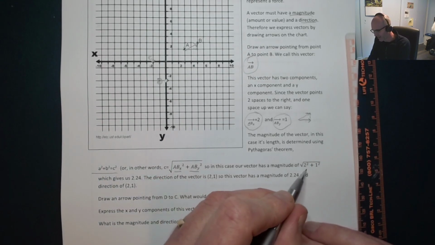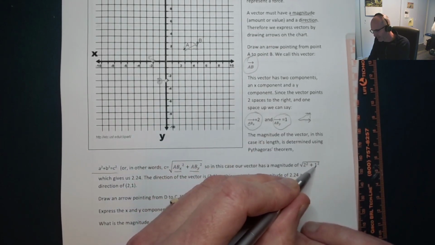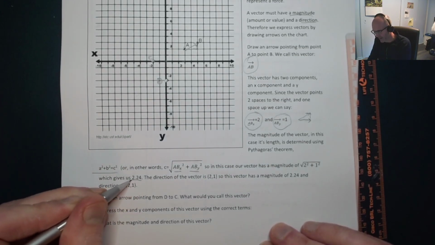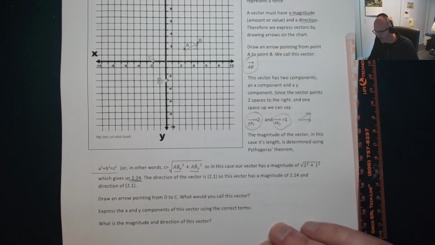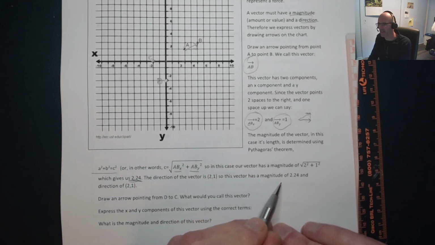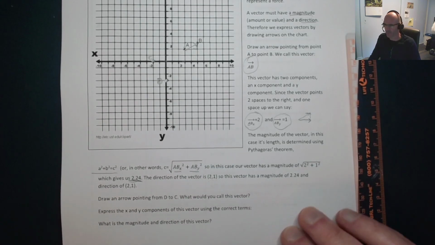So if I say 2, because ABx is 2, and 1, because ABy is 1, that gives us a magnitude of 2.24. So the direction of the vector is 2 over and 1 up, and the vector has a magnitude of 2.24. So there's our magnitude and direction for this vector.